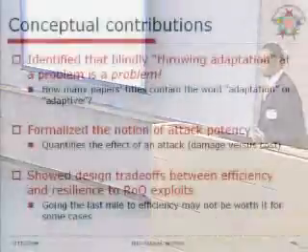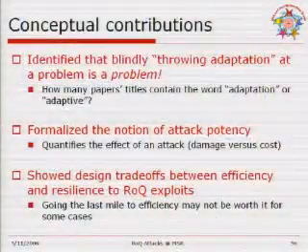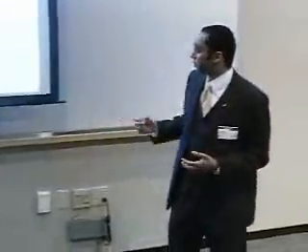Okay, so I'm just going to wrap up. The conceptual contribution of this work is that we showed that actually throwing adaptation at a problem is a problem. A lot of work has been done in adaptation mechanisms. However, the proper attention to the security implications has not been considered. We introduced this new notion of potency. We're not just talking about damage, we're talking about damage divided by cost. We're accounting for the cost of the attack. And we should design trade-offs between being resilient to RoQ attacks and being vulnerable.